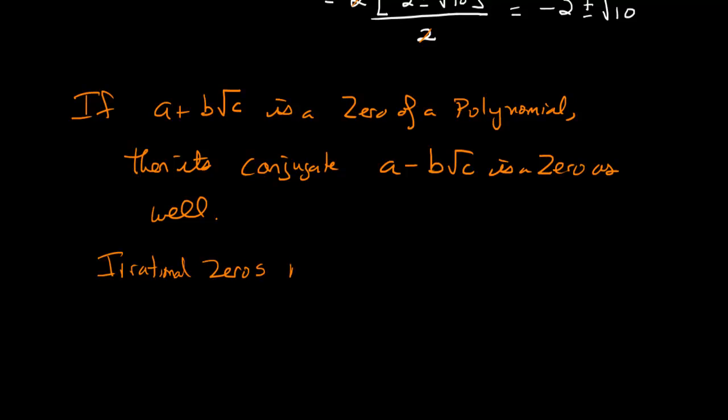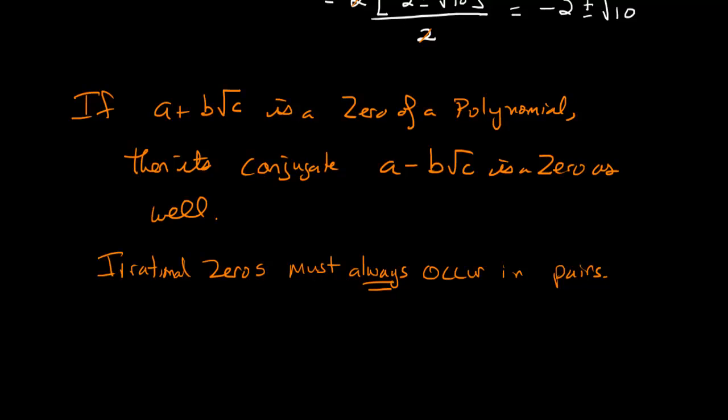Irrational zeros must always, and I like to emphasize these words that are absolutes, like always and never, which are the most common ones you see in math. Irrational zeros must always occur in pairs.